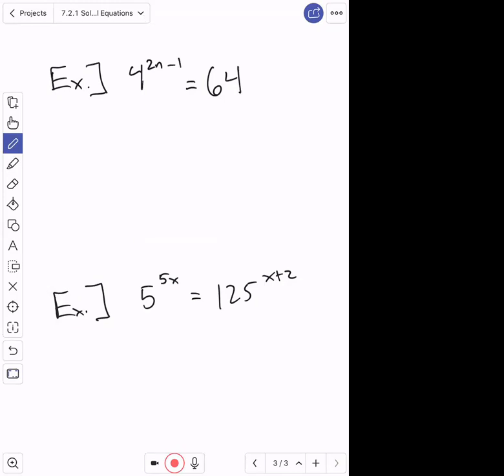These are more similar. This one, you only need to change the base on one side of the equation. It's not like that last problem I just showed you. This, you only need to change one of the sides.